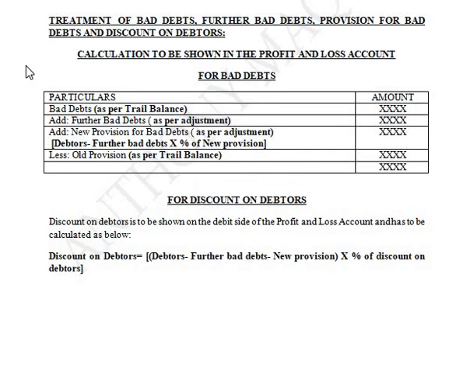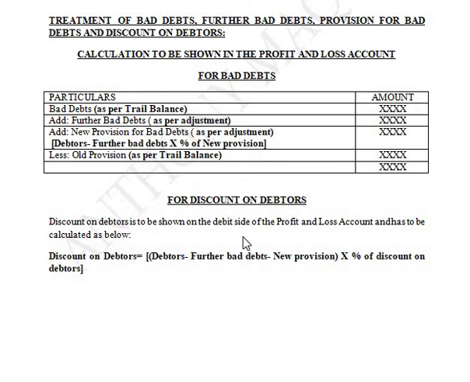Point to be noted for bad debts in this problem. First of all, if you look at this format, we have bad debts, then we have further bad debts, we have new provision, and we have old provision. But in this case, the old provision is not there, so that's why we can see from the solution we did not less the old provision. Remember, this old provision will be found in the trial balance on the credit side.